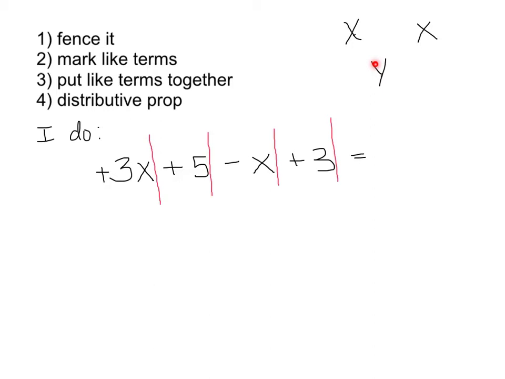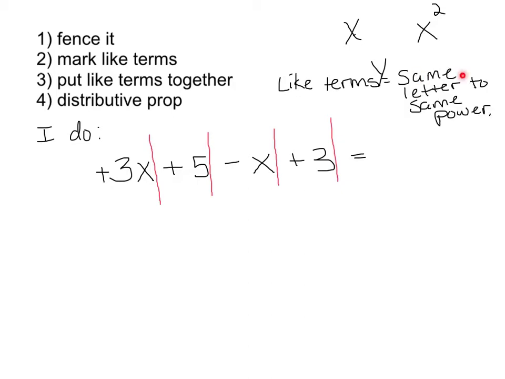You might see X to the second power. Now you're talking about a different number. X is not the same as X to the second. These are not like terms. So they have to be the same letter to the same power to be like terms. So let's write that down somewhere. Like terms are the same letter to the same power. Make sure you get this down, okay? And if there's not letters involved, like here, and they're just numbers by themselves, those are also like terms. Numbers are like terms with numbers because we can add them together.